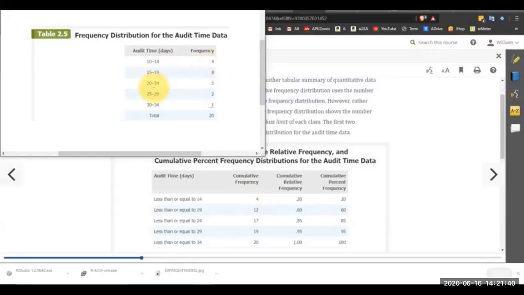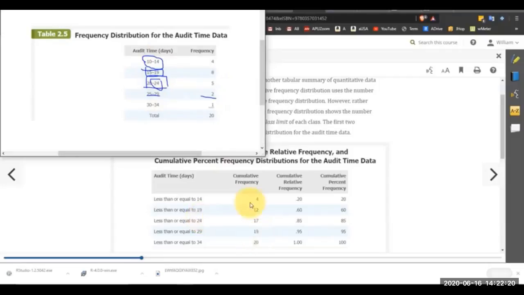And then if we ask how many are less than 24, the ones that are less than 24 are the ones in here, plus the ones in here, plus the ones in here. So that's 5 plus 8 plus 4, which is 17. Okay, and then less than 29, that's the ones that are in here. That's the 2, plus these, plus these, plus these. So it's 17 plus 2 is 19.